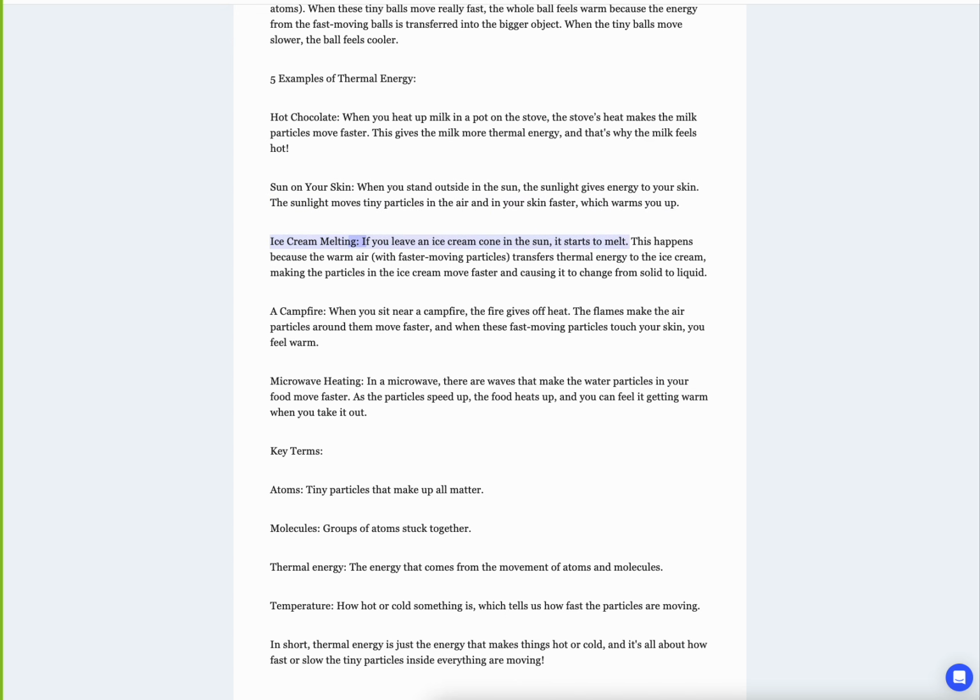Ice cream melting. If you leave an ice cream cone in the sun, it starts to melt. This happens because the warm air transfers thermal energy to the ice cream, making the particles in the ice cream move faster and causing it to change from solid to liquid.